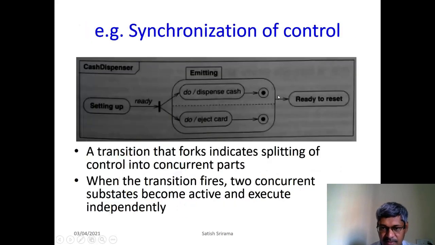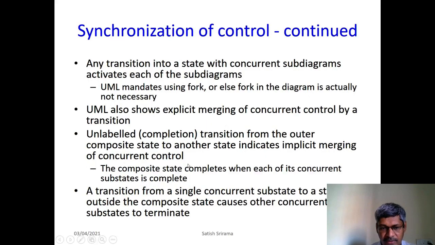So in this one, for example, if we are tracing the transition to this ready to reset state, that means both of these things have completed. The composite state completes when each of its concurrent substates is complete. So when you are going for the merging, the composite state is completed, like both the substates have completed. It is also interesting to note that a transition from a single concurrent state to a state outside the composite state causes the other concurrent substate to terminate.